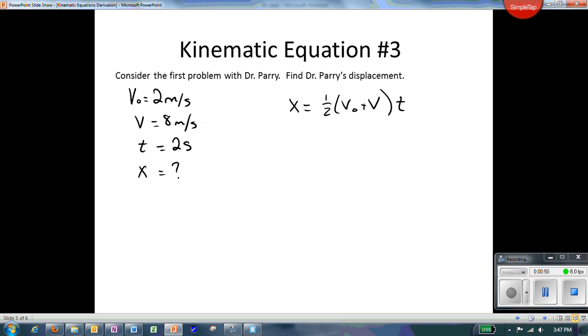Now, just using the kinematic equation we derived in the last video, kinematic equation number 2, we plug in our information and we get that Dr. Perry had a displacement of 10 meters.